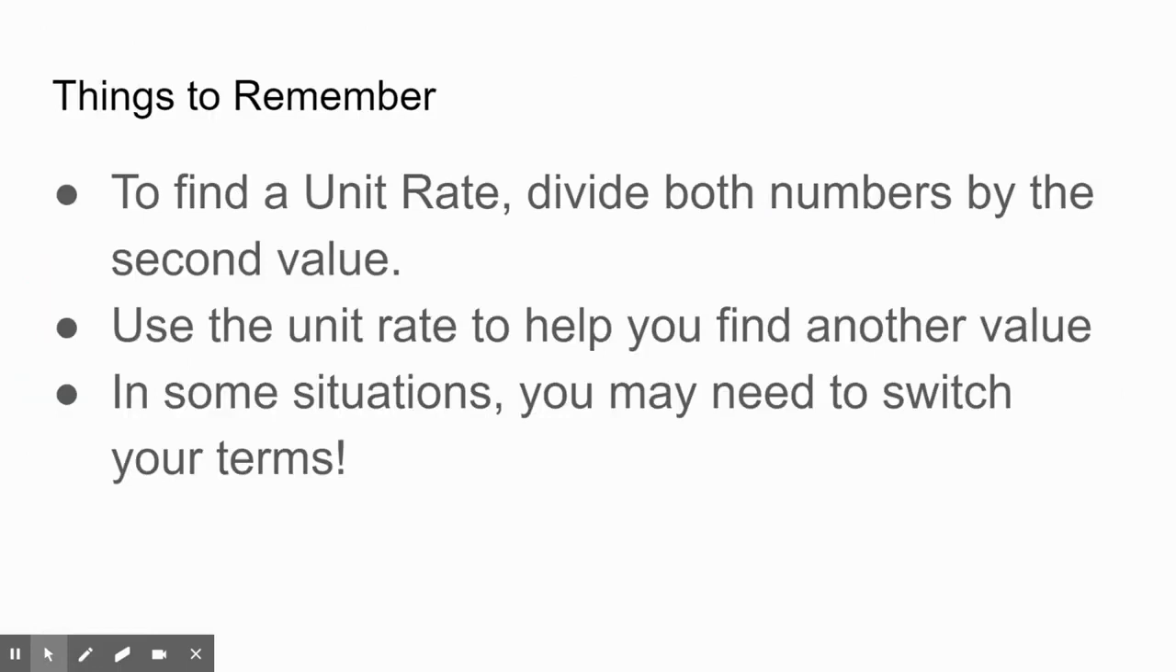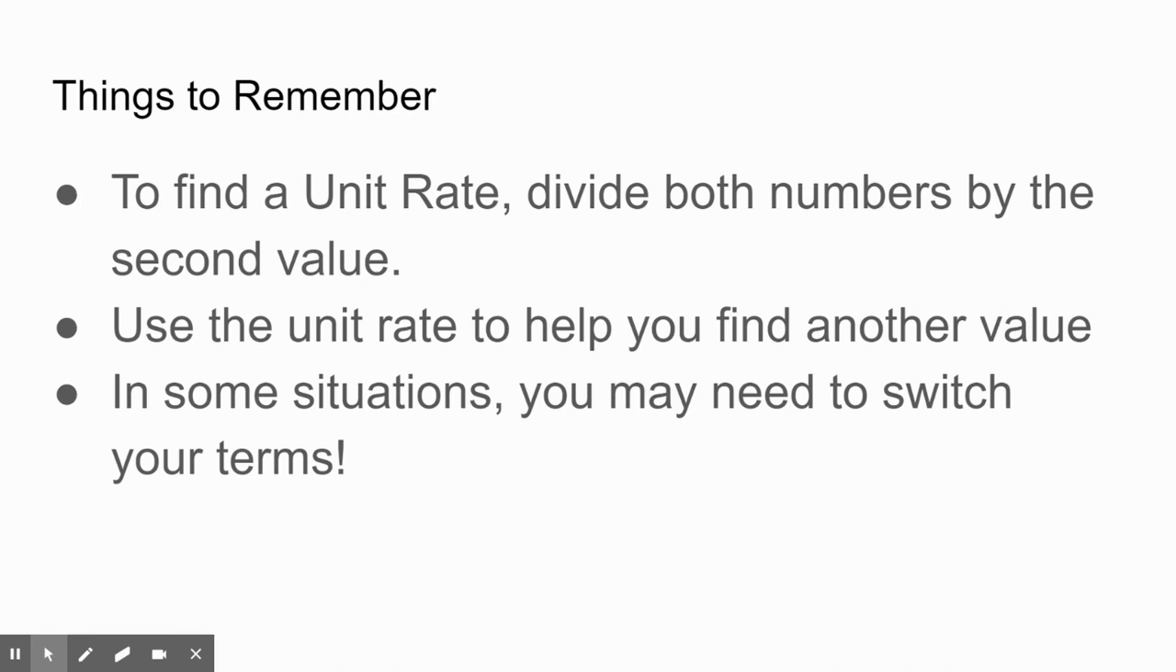Things to remember from this video. The first one is the same thing that's been in the last 3 videos. To find a unit rate, make sure you divide both numbers by the second value. Whatever the number on the bottom of your fraction, the denominator, is, divide by that value. You can then use the unit rate to help you find another value. The problem should give you some number to aim towards, but you'll need to figure out what that is.